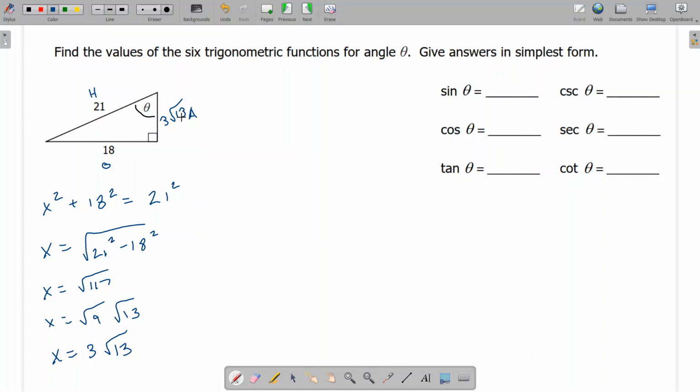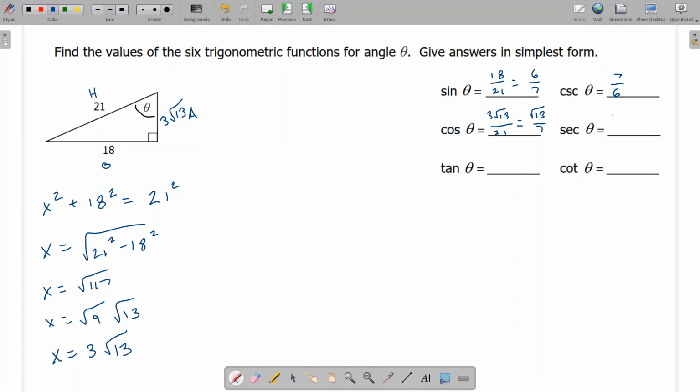Okay, sine of theta is going to be 18 over 21, which is going to reduce to 6/7. Cosecant then, which is the reciprocal of sine, would just be 7 over 6. Cosine is going to be 3 radical 13 over 21. I can reduce the 3 over 21 to 1/7. So this is really radical 13 over 7.